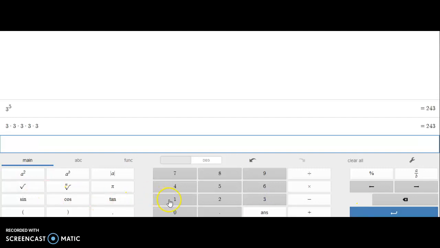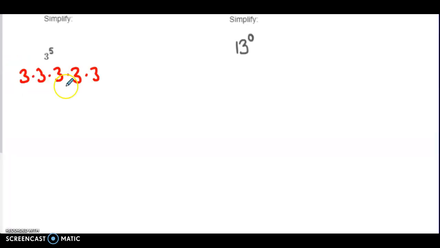And then the next one on that page was 13 raised to the 0 power. And 13 raised to the 0 power is 1. And here's a helpful hint. Anything, literally anything, raised to the 0 power always equals 1. So that's kind of always a free question. If it's anything raised to the 0 power, you know your answer is 1. So back to our Smart Notebook. This one equaled 243 and that one equaled 1.